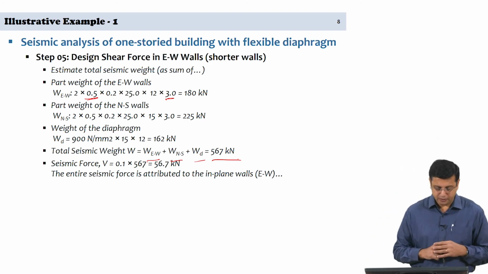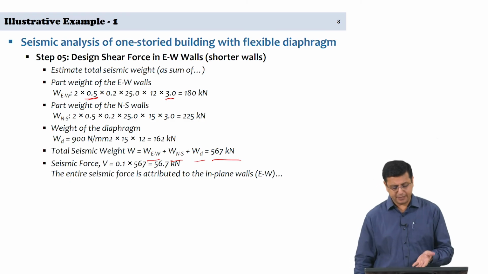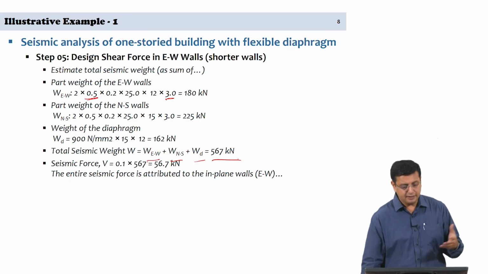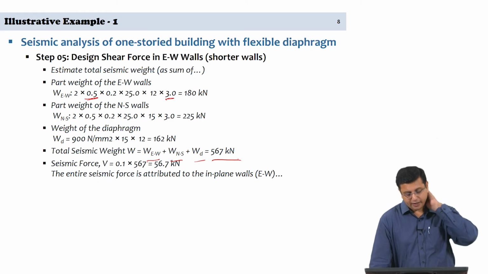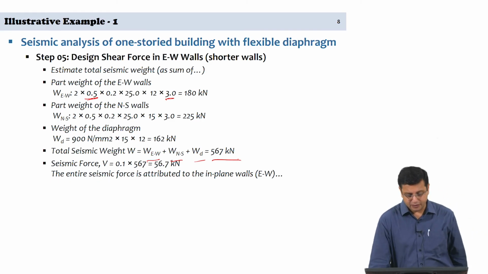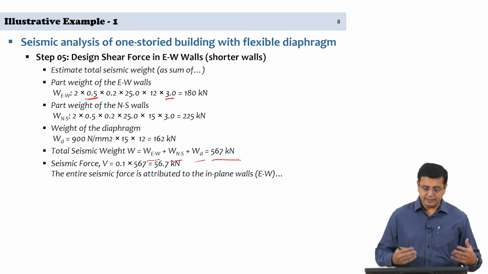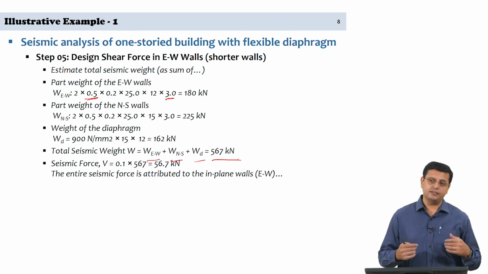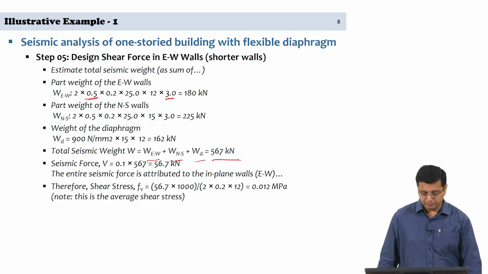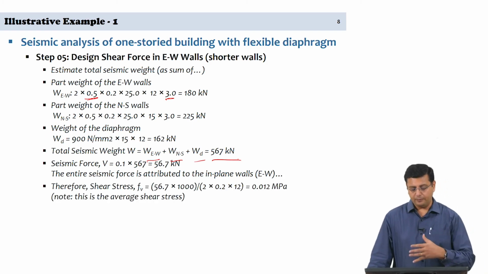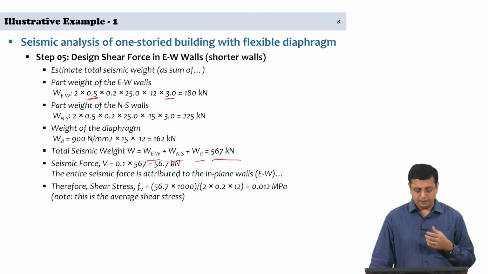The seismic weight is calculated as 567. Our design seismic coefficient is 0.1, so 0.1 into 567 gives 56.7 kilonewtons, which is the seismic force that is going on to the in plane walls. We need to design the in plane walls for this level of shear force.